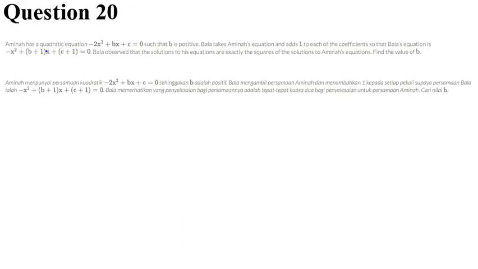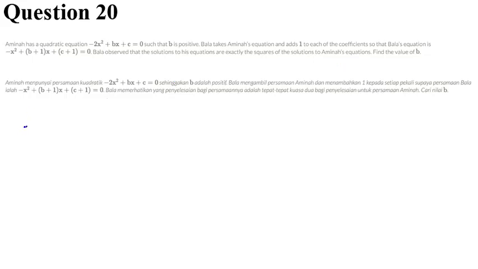Question number 20. Amina has a quadratic equation, negative 2x squared plus bx plus c equals 0, such that b is positive. Bala takes Amina's equation and adds 1 to each of the coefficients so that Bala's equation is negative x squared. Look, negative 2 plus 1 is negative 1. Negative x squared plus (b plus 1)x plus (c plus 1) equals 0. Bala observed that the solutions to his equation are exactly the squares of the solutions to Amina's equation. Find the value of b.